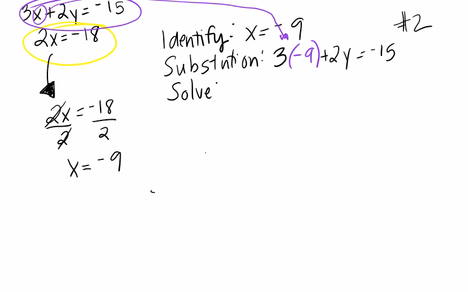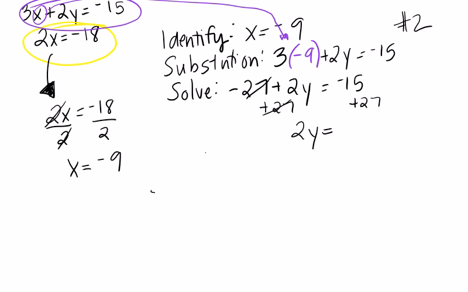Then our next step is to solve. So we have 3 times negative 9, which gives us negative 27, plus 2y is equal to negative 15. Our goal here is to get y by itself. So we have a negative 27. If we add 27 to both sides, these cancel out. We get 2y is equal to negative 15 plus 27, which gives us 12. Right now we're multiplying y by 2, so we need to divide by 2. That 2 divided by 2 gives us y on this side, and 12 divided by 2 gives us 6.